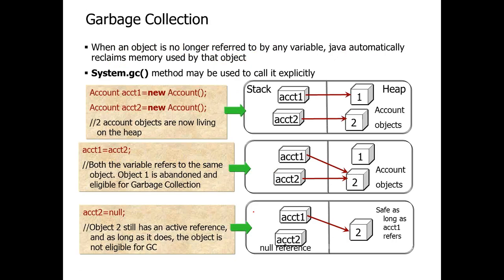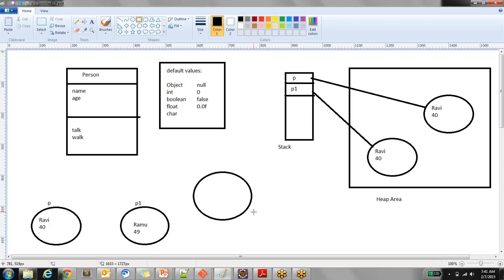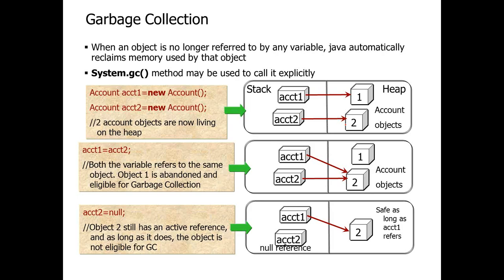And lastly, how does Java behave with respect to unused objects? We discussed garbage collection on day 1 when we discussed the features of Java. You might be wondering, if I don't refer to an object, what happens in my application? Java has a garbage collector which does the removal of objects for you. If an object is no longer referred to by any variable, Java automatically reclaims the memory used by that object. It will just clean up that object.